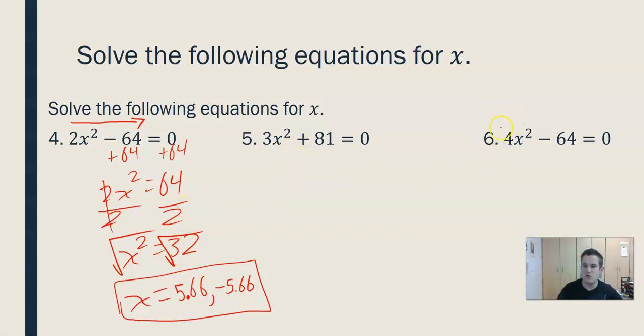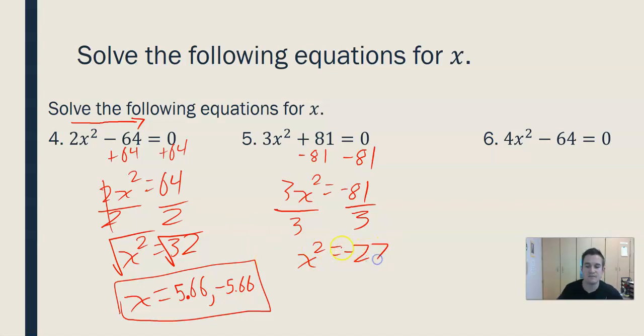Okay, let's do this one right here. I'm going to subtract 81 on both sides first. I have 3x squared plus 81 equals 0. I need to get rid of this plus 81. So I have 3x squared equals negative 81. Then I'm going to divide by 3. I get x squared equals negative 27.